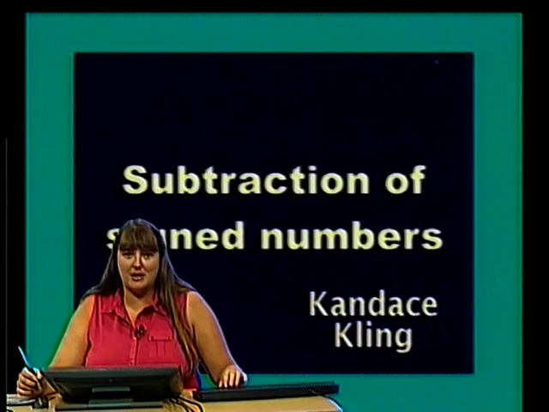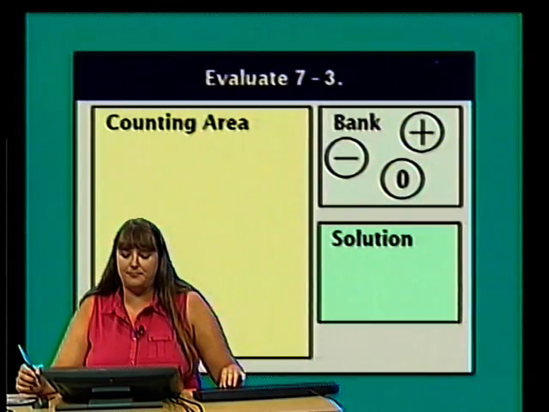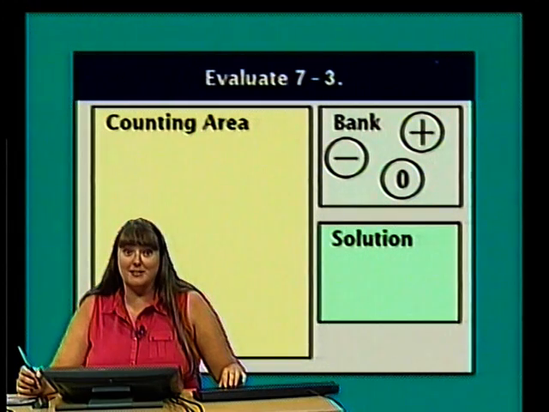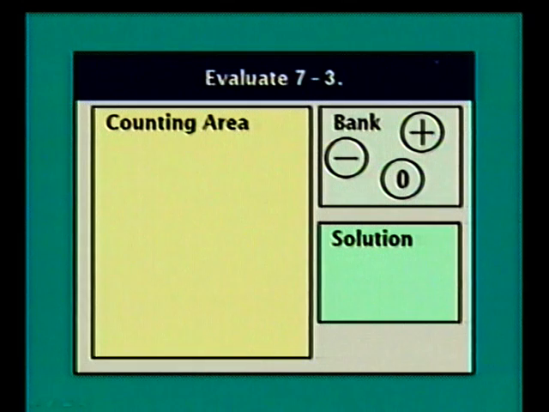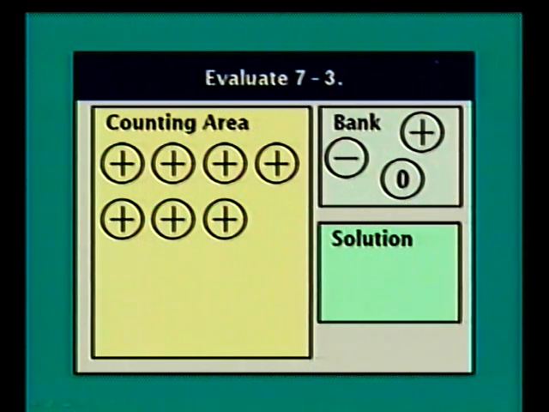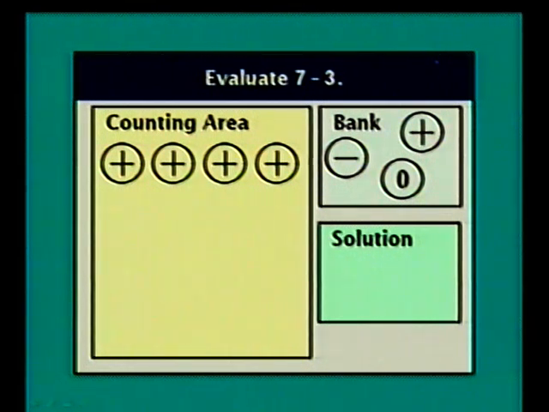Now I'm going to talk about subtraction of signed numbers. Let's start by evaluating 7 minus 3, something I know we can do without using the chip model. But let's do it with the chip model just to get used to what we're going to do with subtracting. Since we have positive 7, we need to put 7 positive chips into our counting area. And then we're subtracting positive 3, so we'll need to remove 3 positive chips from our counting area.